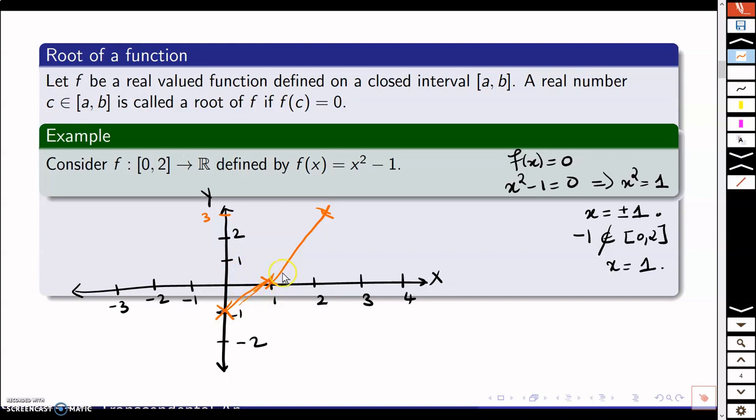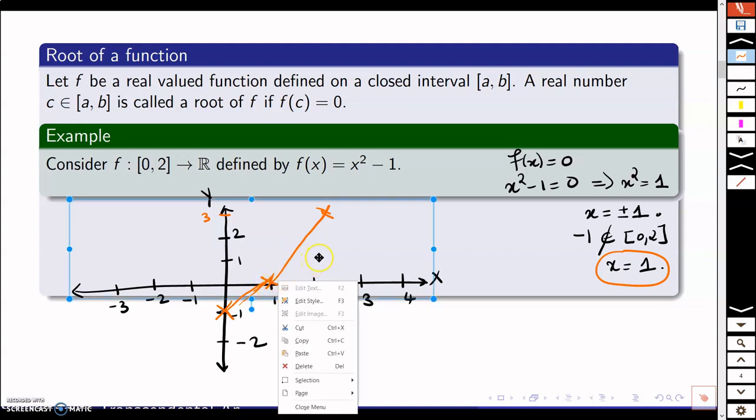And if you see now, the root we have found out to be 1, and at 1 the graph is actually touching the x-axis here. So the graph will be touching the x-axis wherever the function is having the roots. Geometrically, it means this.